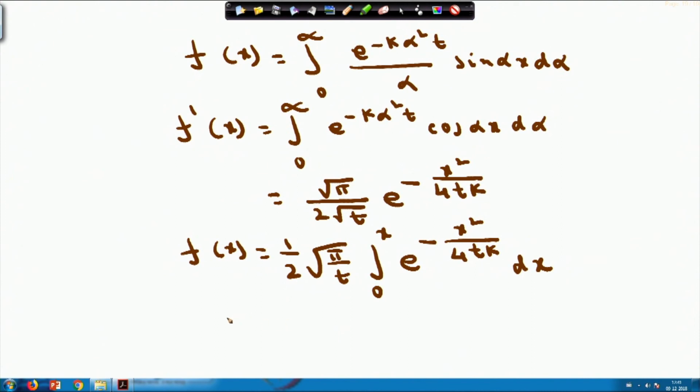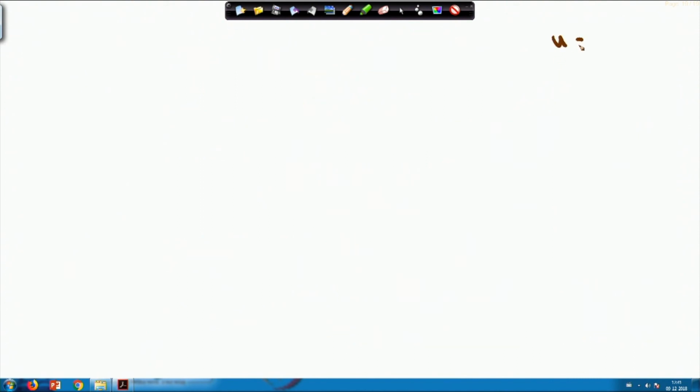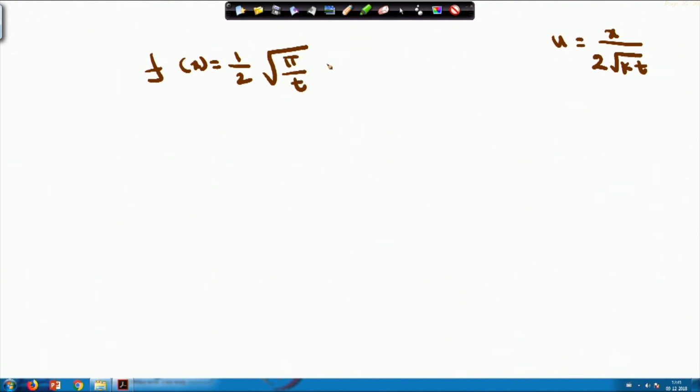If you evaluate this again, you can write down half into root pi by t into 2 root k t, just some modification we are making, integral 0 to x e power minus x square by 4 t k into d of x by 2 root k t. That is the reason this 2 root k t is coming over here. Once I am getting this integral, if you put u equals x by 2 root k t, you will obtain f(x) as half into root over pi by t into 2 root k t, integral 0 to x by 2 root k t, e power minus u square du.